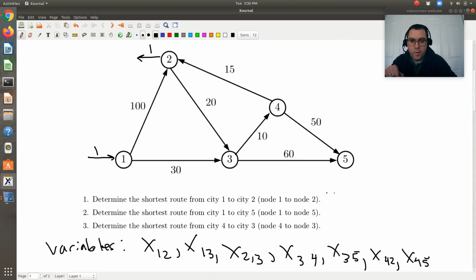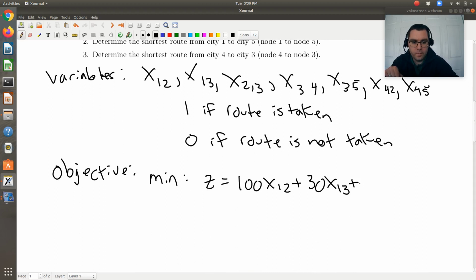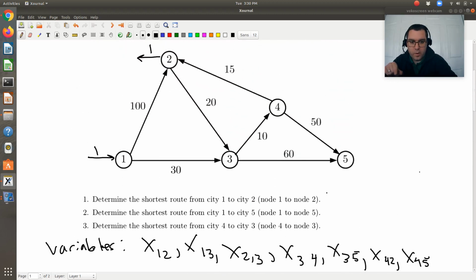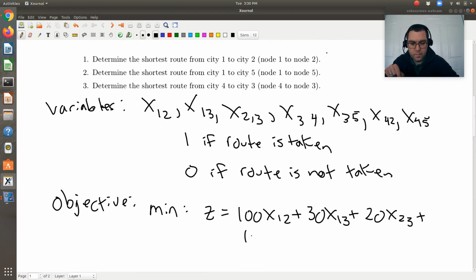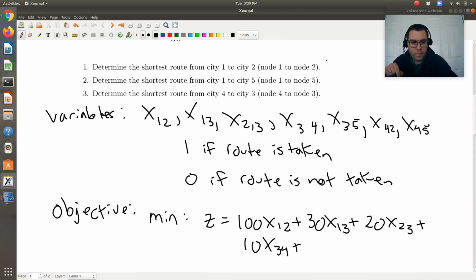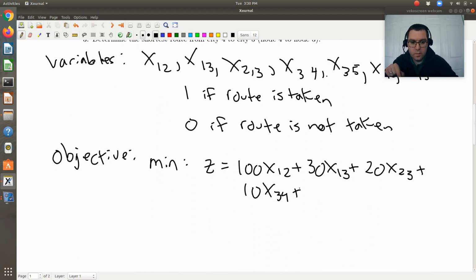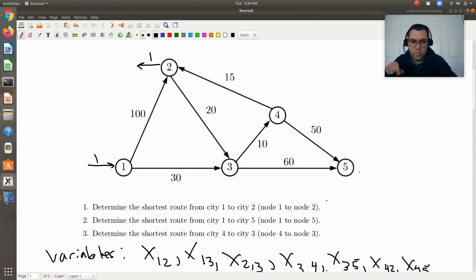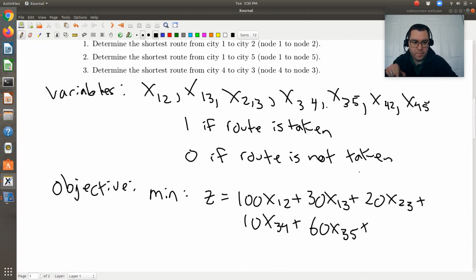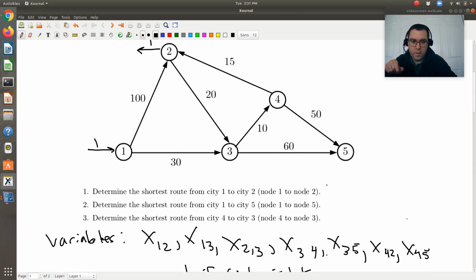plus 23 is 20, 34 is 10, 35 is 60, 42 is 15, and then 45 is 50.